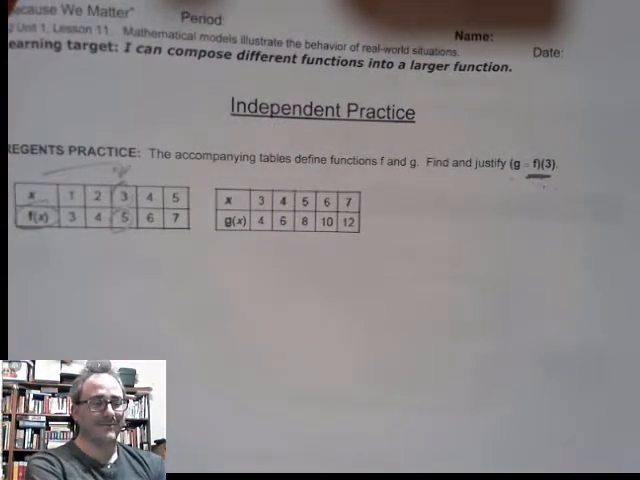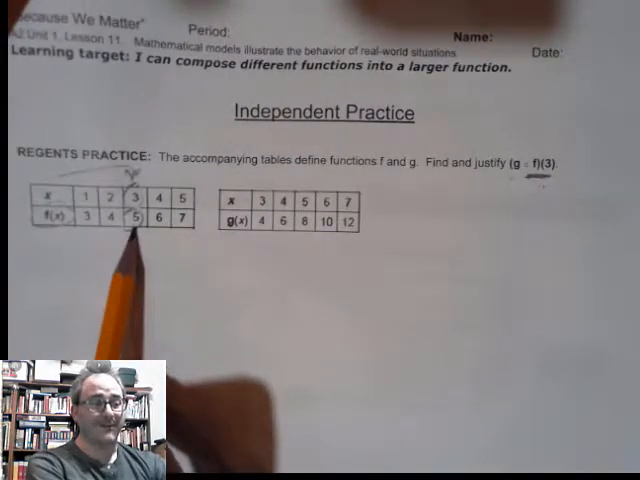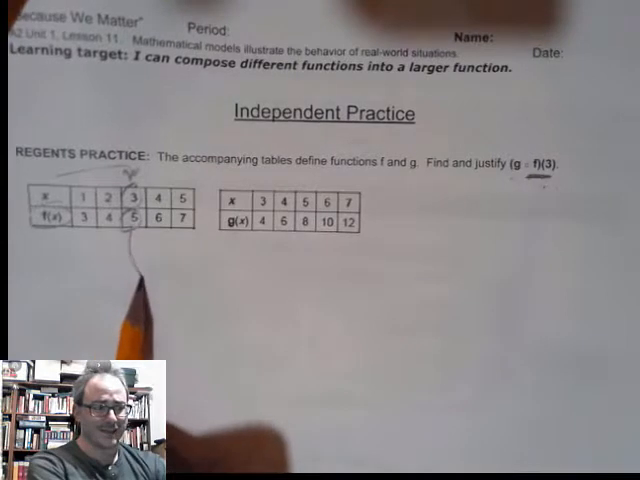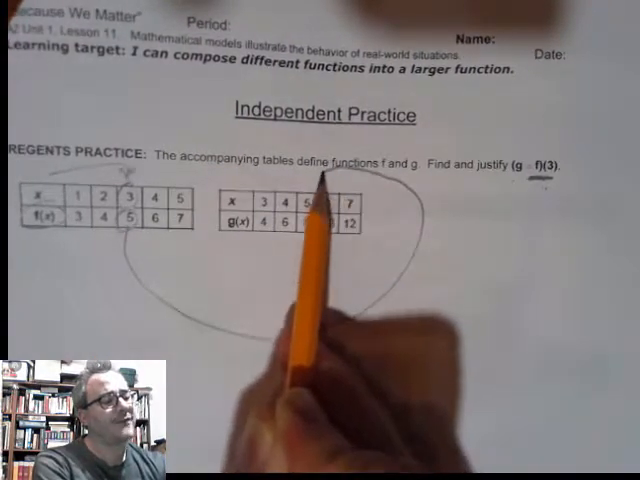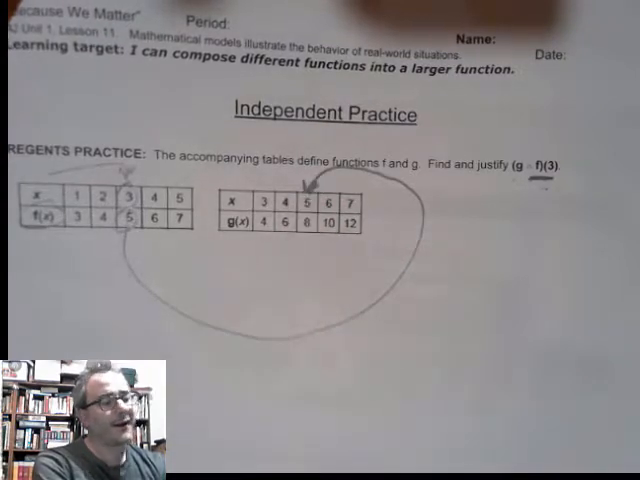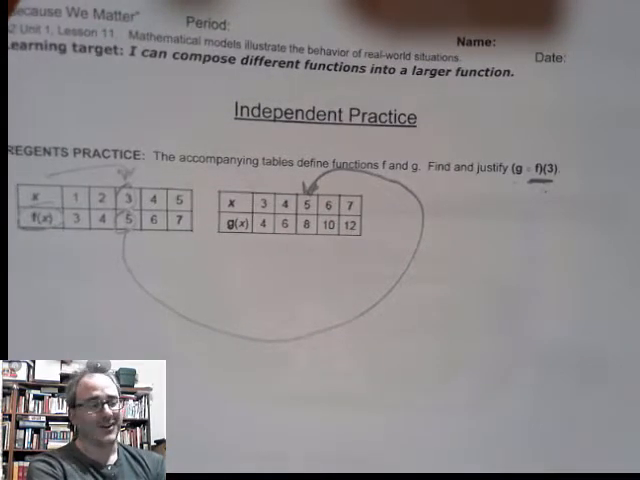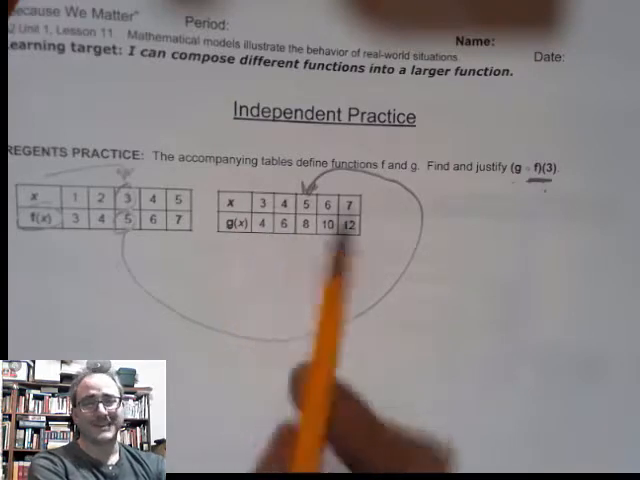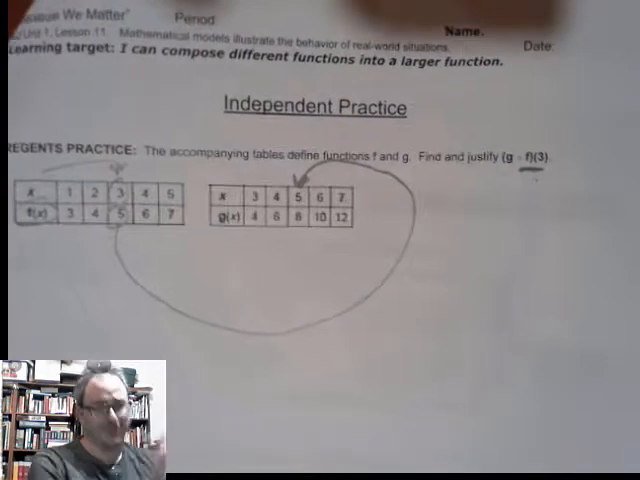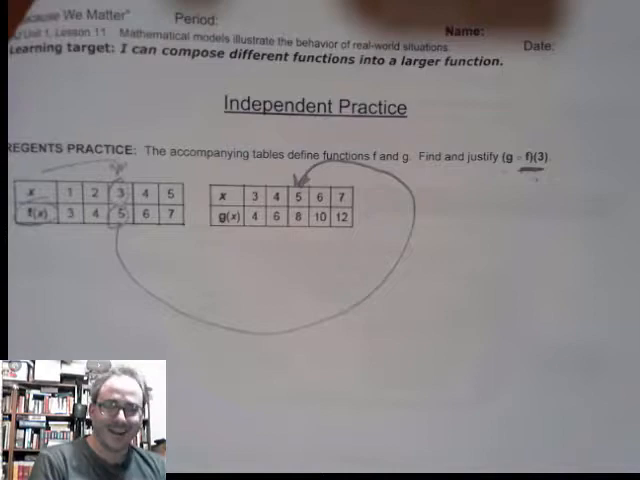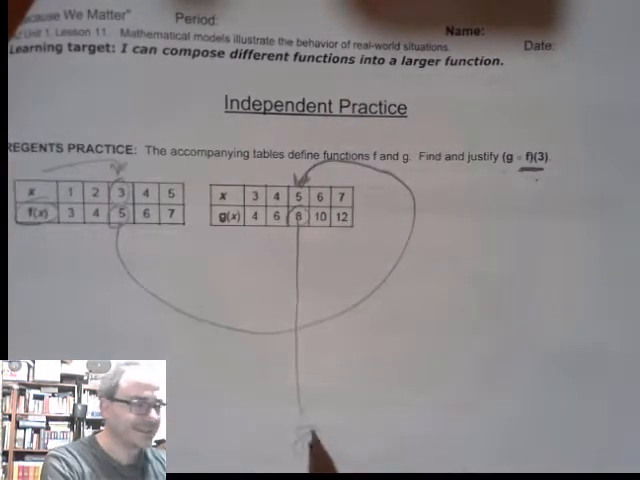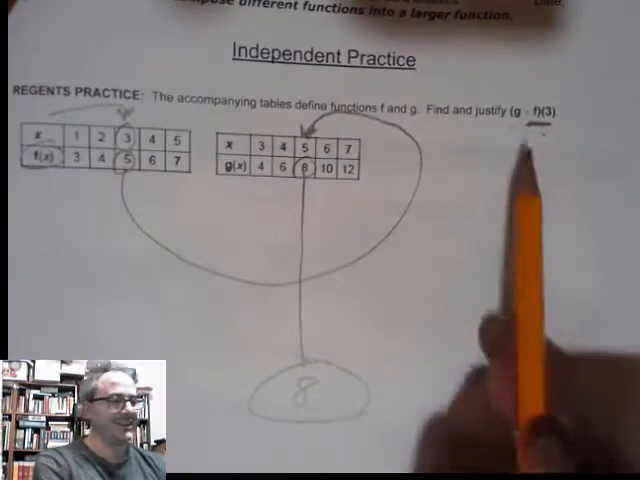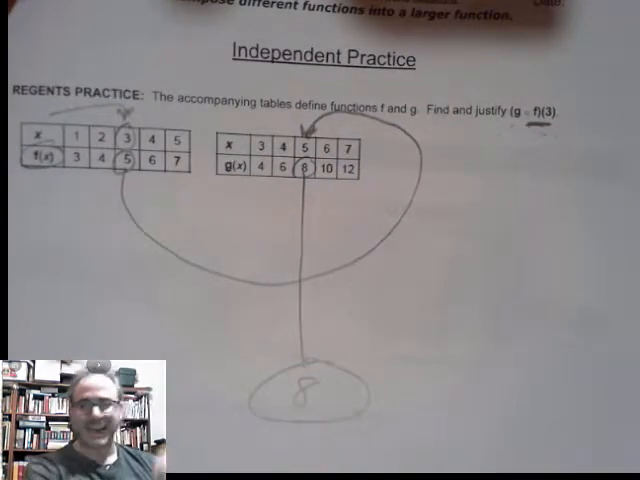And now all I got to do is insert my output for my f of x as my x value for my g of x. So I've got to take this 5 and find out where in the g of x the x is 5. Right there. I had to find where 5 was in my x values for my g of x. That's not scary, hopefully. And then the answer was 8. That's my answer. So the g of f of 3 is 8.